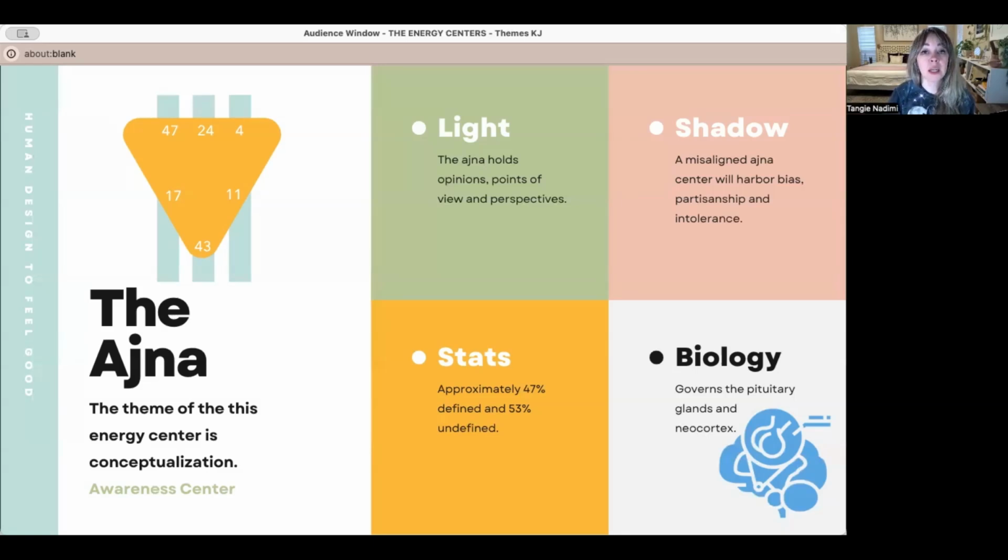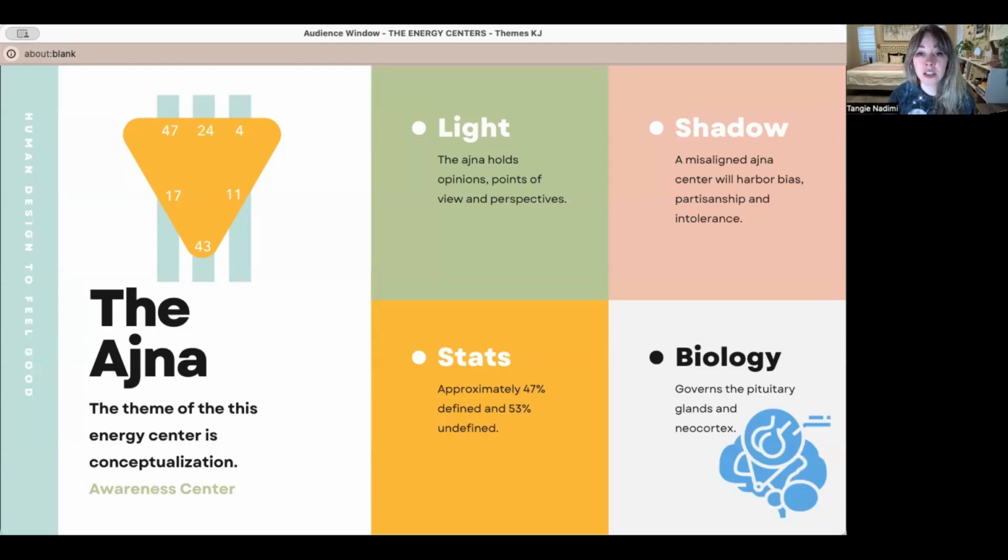and it governs the pituitary gland and the neocortex. So an undefined ajna is going to be very open-minded and fluid about perspectives and points of view. It's meant to not nail down on picking a side or being very judgmental or harsh on what is correct or what is incorrect, what is good, what is bad, what is right, or what is wrong. When you try to hold on to that very tightly, it will feel misaligned in your body if you have an open or undefined ajna.